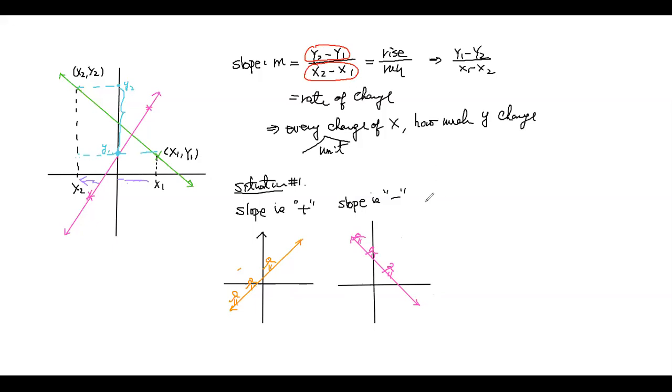Okay, how about when the slope is equal to 0? So when the slope is equal to 0, that means, let me get a better graph here, my line is going to look somewhere like this.